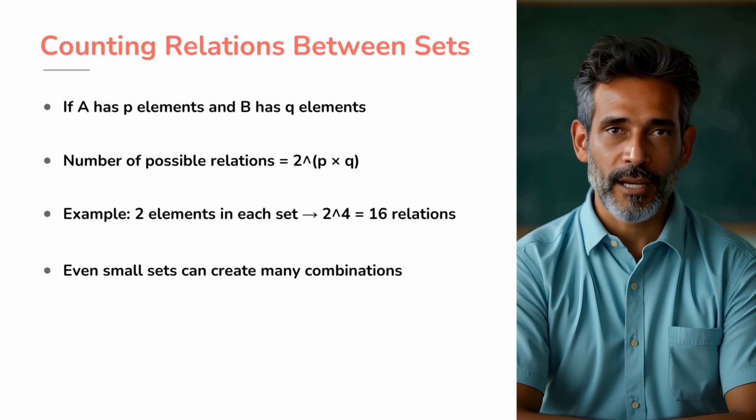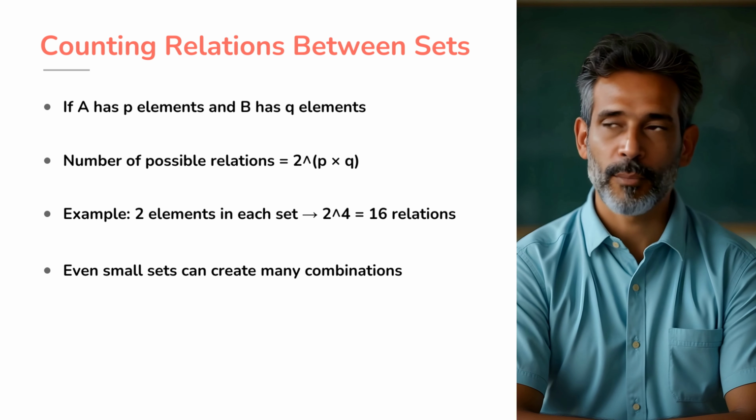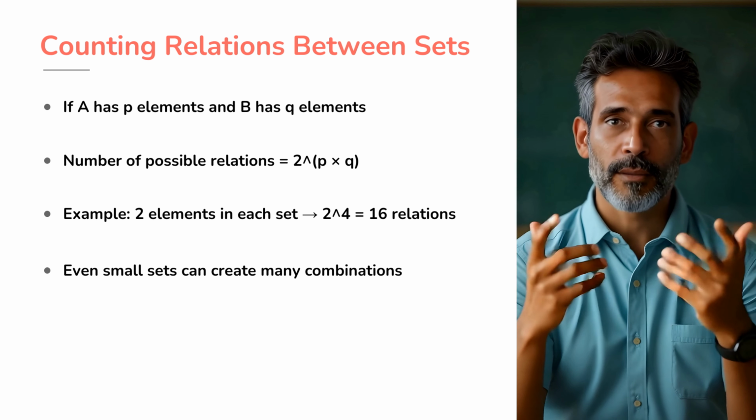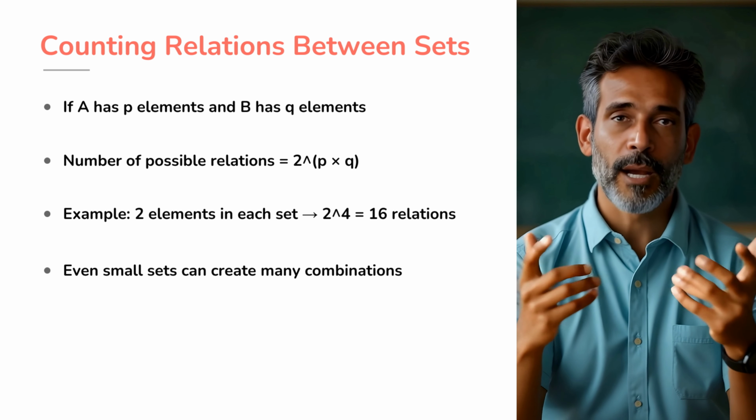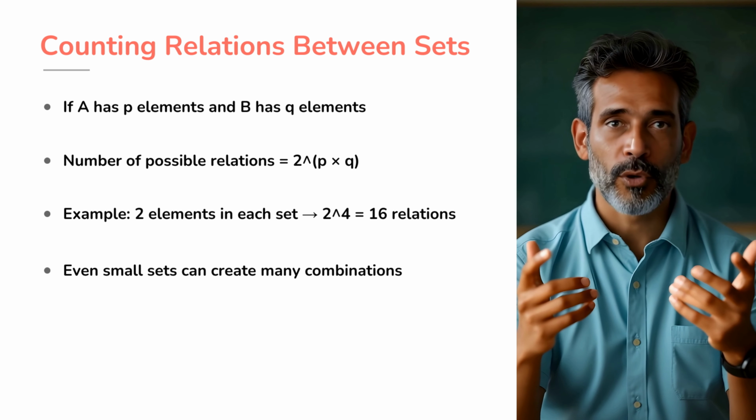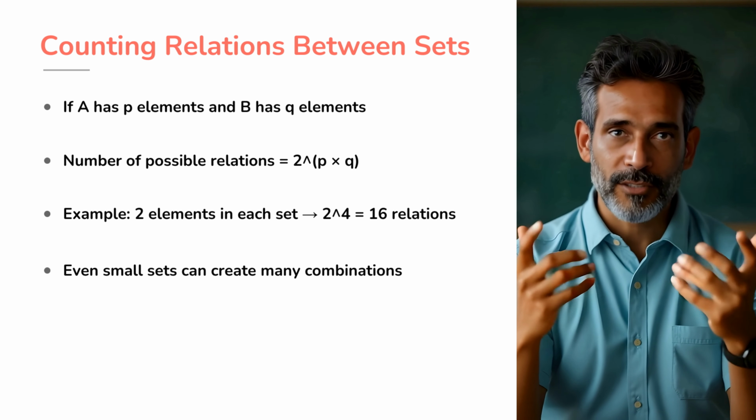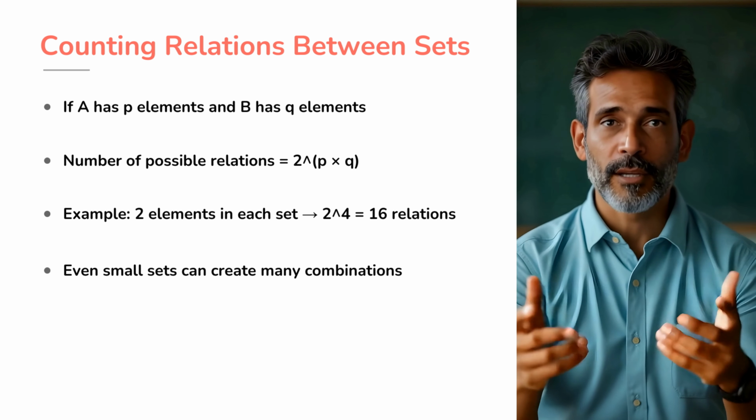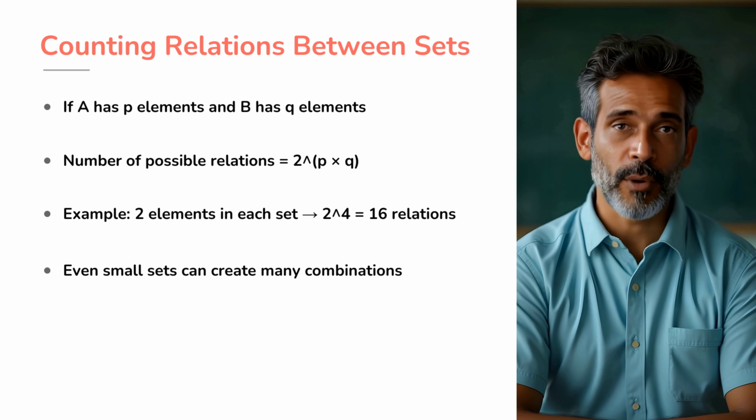You might be wondering, how many different relations could we possibly create between two sets? Let's look at this step by step. If set A has P elements and set B has Q elements, the total number of possible relations is given by this formula: 2 raised to the power of P times Q.